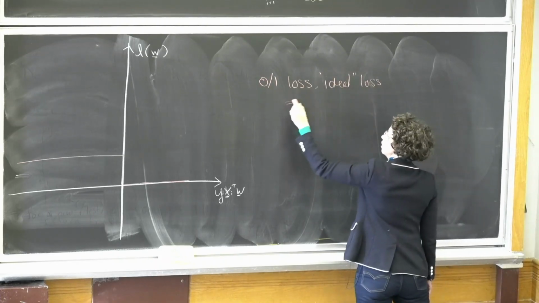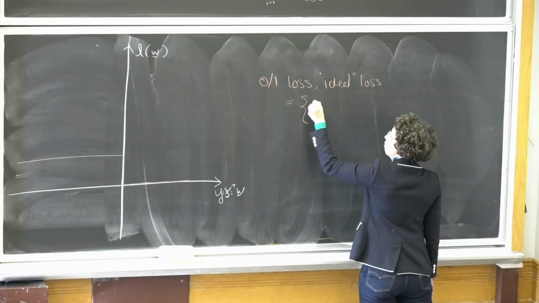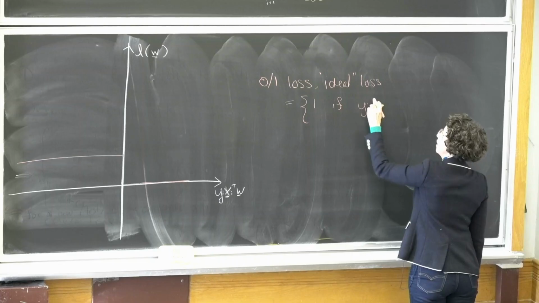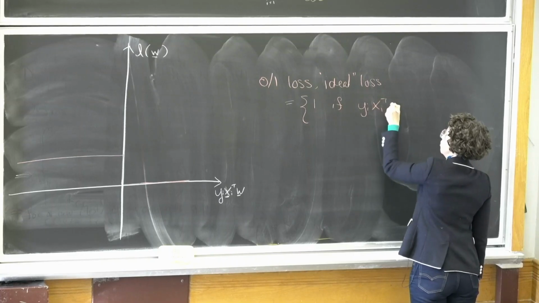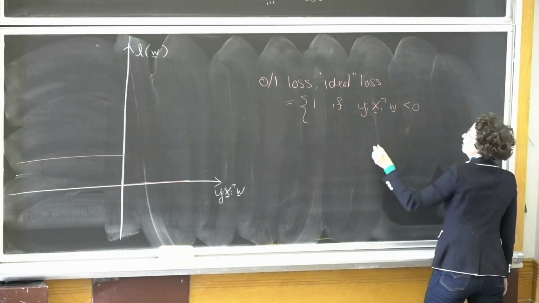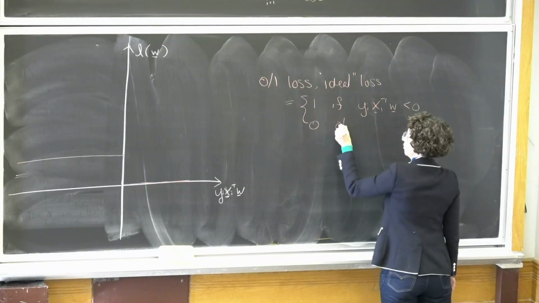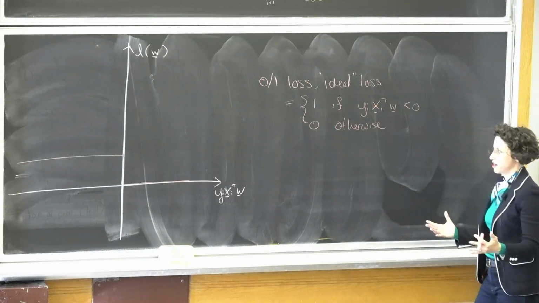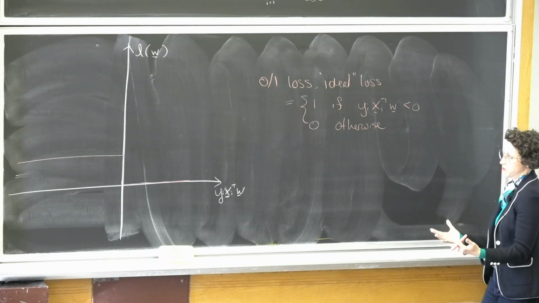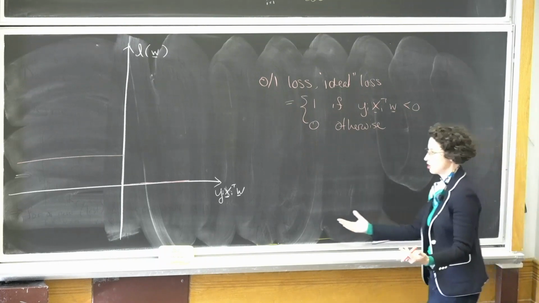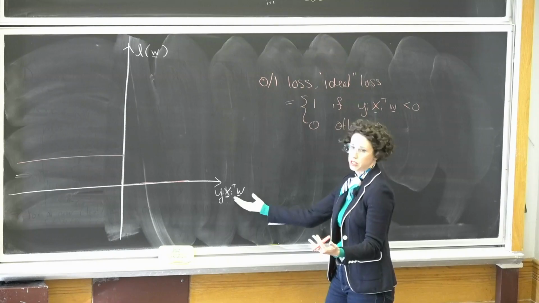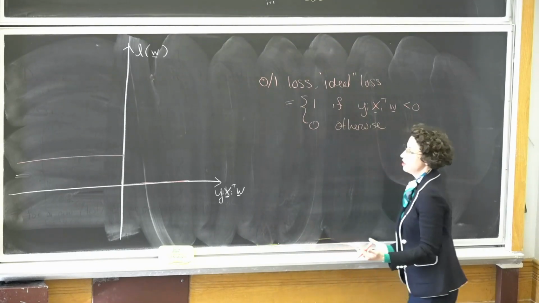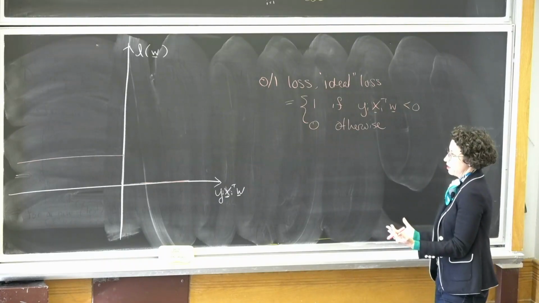And this is just equal to 1 if this product, yi xi transpose w, is negative and 0 otherwise. Okay, so this is the thing that we actually care about. Essentially, if we sum this across all of our training samples, this will tell us how many times we incorrectly classify points. And this is what we would like to actually minimize.